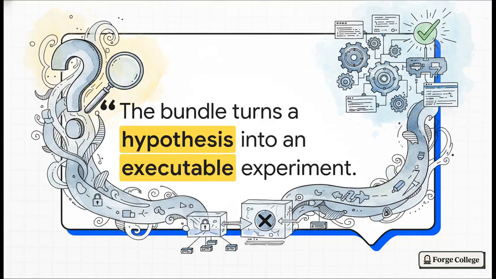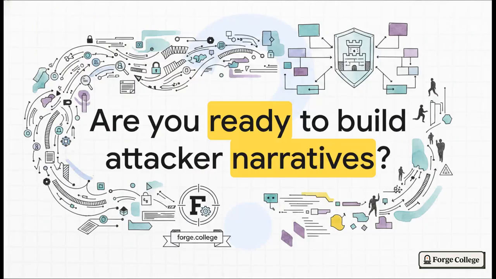So, if there's one crucial point I want you to remember from this entire explainer, it's this. The bundle turns a hypothesis into an executable experiment. Instead of just saying an unsafe external call might exist in the protocol, you're handing over the definitive, executable proof that it absolutely does.